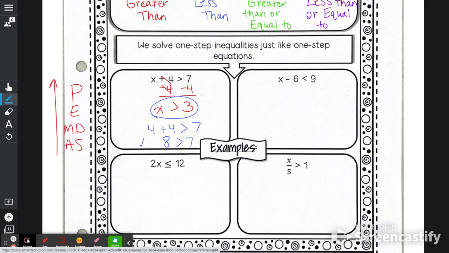Okay. Looking at the one right beside it, here we have x minus 6 is less than 9. So thinking about our order of operations, we're going to start at the bottom and we're going to say, is there any addition or subtraction? Yes. What is happening right here? But what is our operation that we are doing?